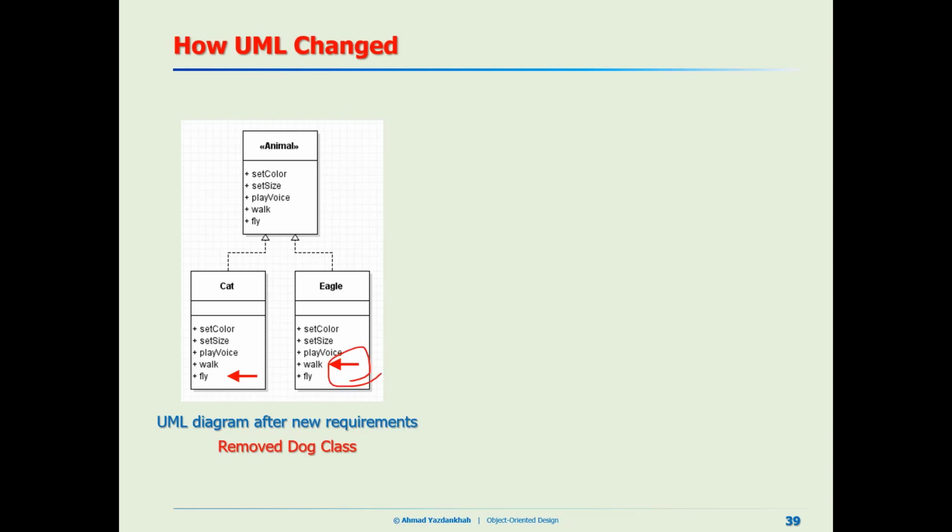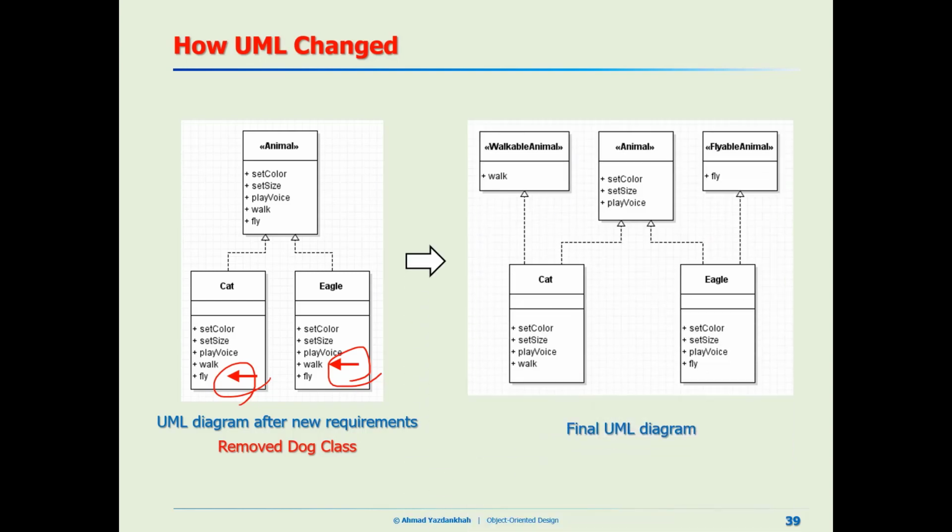And you remember we said we were concerned about these two. Now, here is our new design. Walkable animal just has this walk method. Flyable animal has the fly method, and all of those common methods go to animal, which is set color, set size, and play voice. We didn't have any problem with this, right?